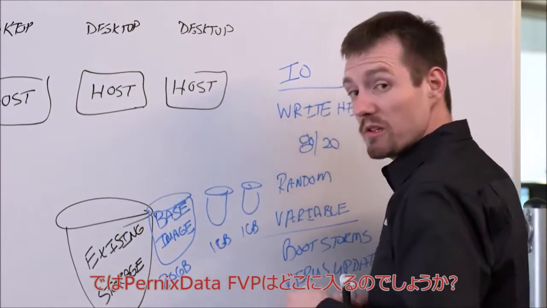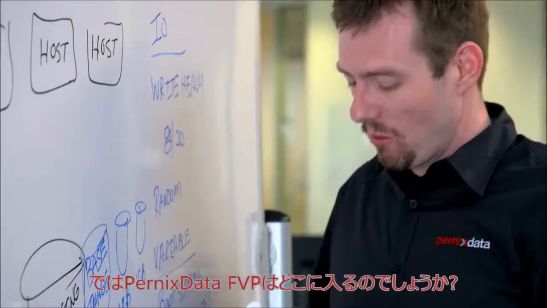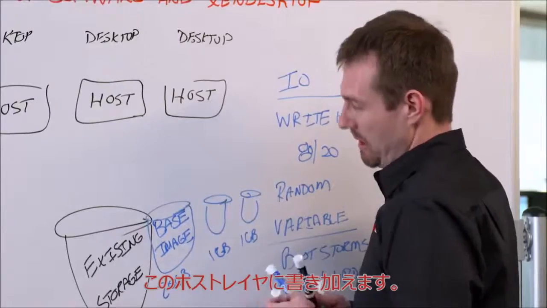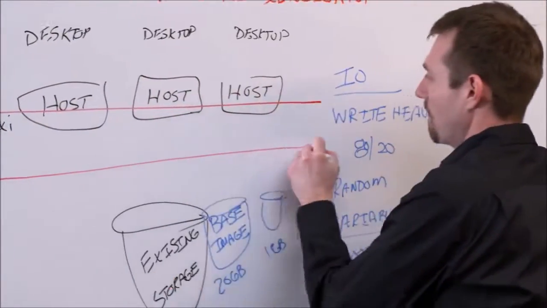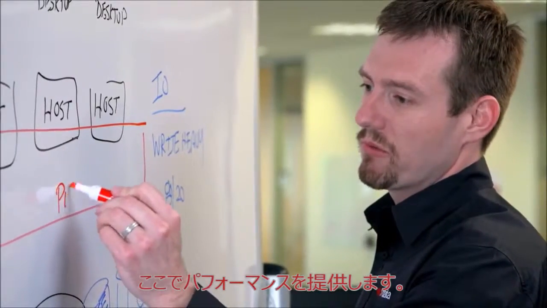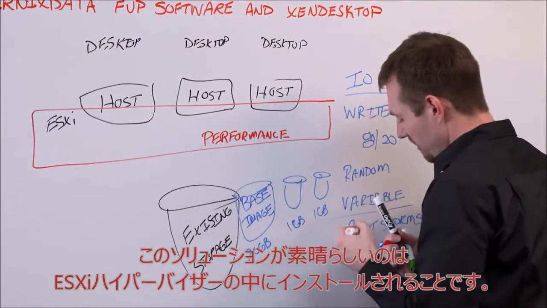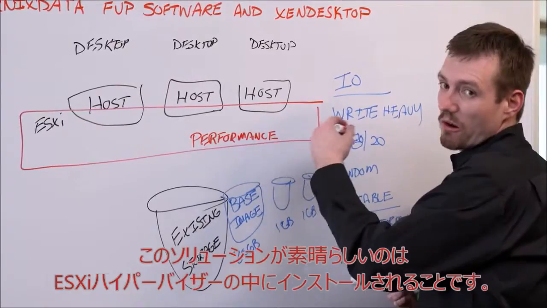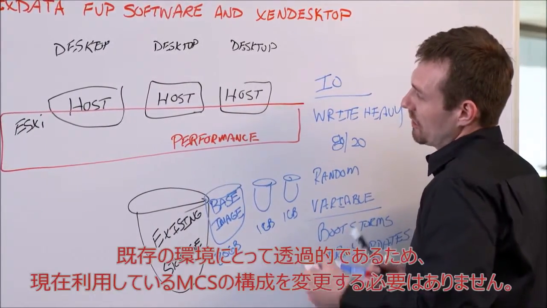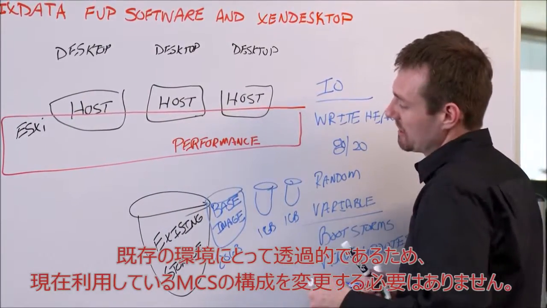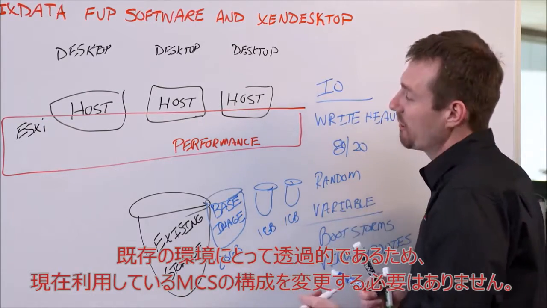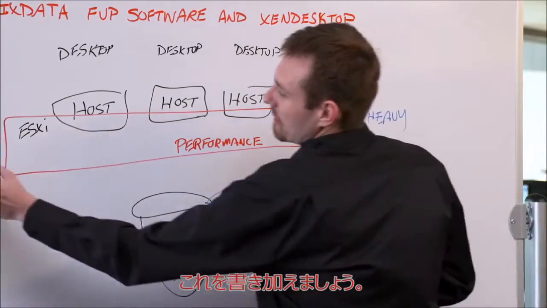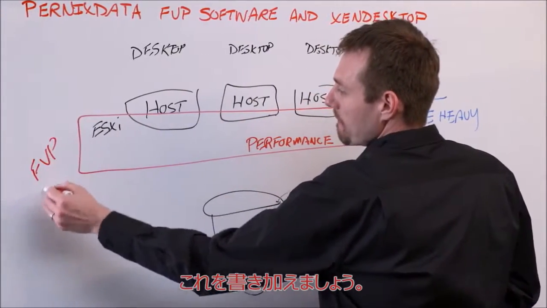Now, where does PernixData FVP fit into this equation? We're actually going to be drawn in here at the host layer. And we're actually going to provide performance here. Now, the beauty of this solution is that we're actually going to install in the ESXi hypervisor so that we remain completely transparent to the existing environment. So this means you're going to continue to provision exactly the way you do today with MCS, right? So let's note this.